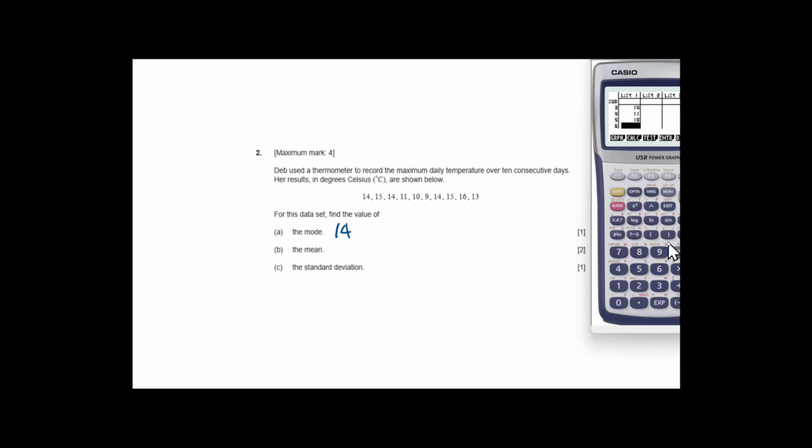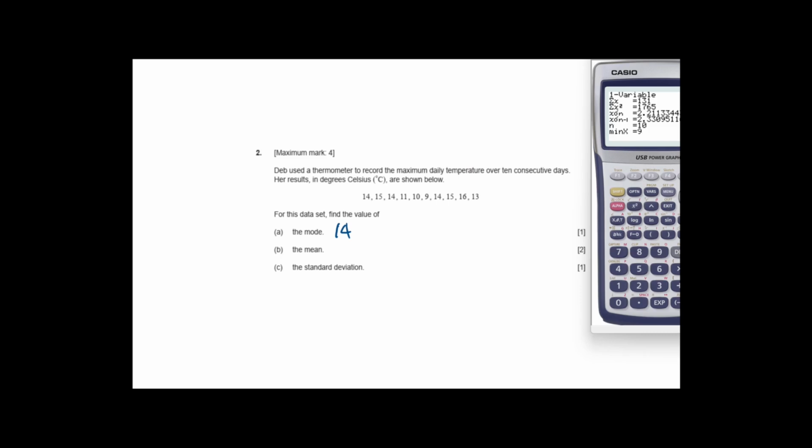10, 9, 15, 15, 16, 13, checking there's 10 numbers, and we want to calculate one variable. And it gives us everything we need. So this is the mean, this is the sum of all the numbers, this is the sum of all the numbers squared, which you'll need later on in statistics. This is our standard deviation. This is our, I can't remember what this is called, but it's the adjusted standard deviation.